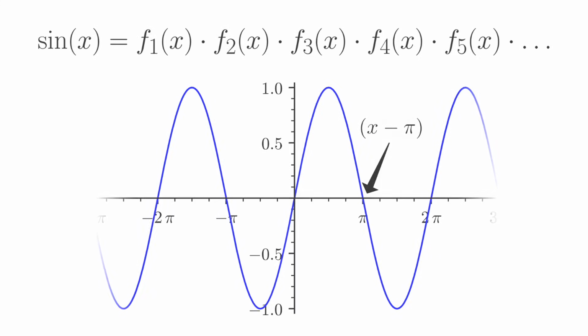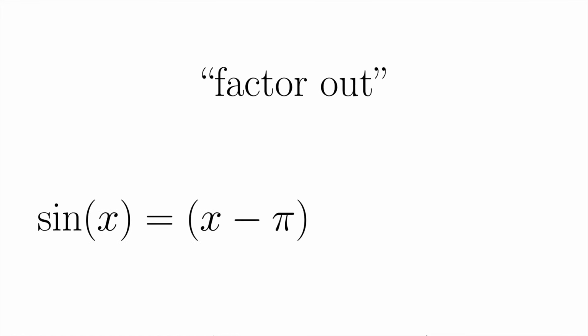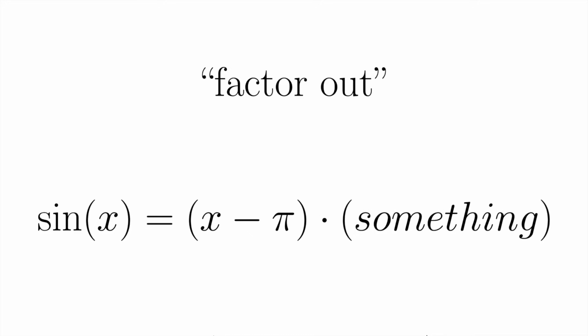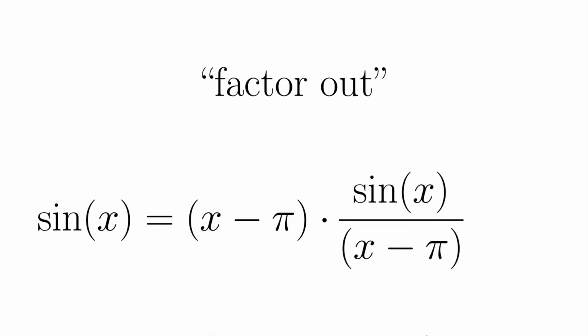We have to stop and think for a moment about what the phrase factor out means here. What we want is sine of x equals x minus pi times something. Conveniently, if this equation is going to be true, we know exactly what the something has to be. Namely, the something has to be sine of x divided by x minus pi.